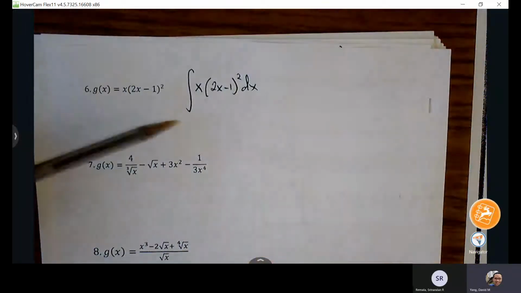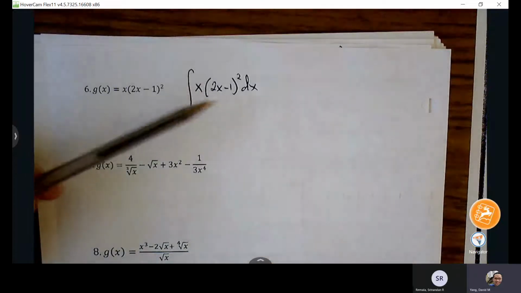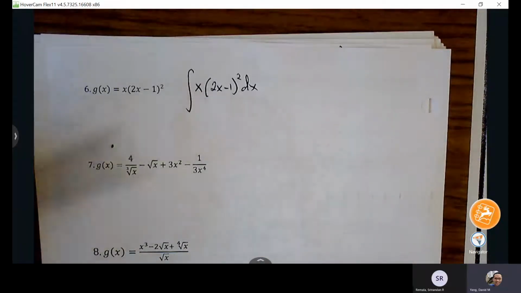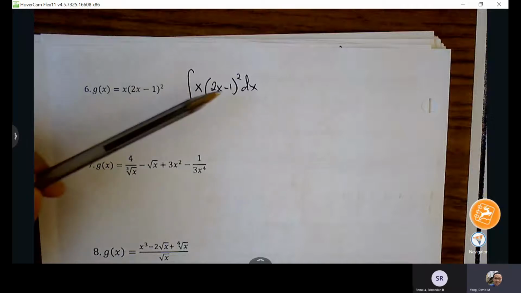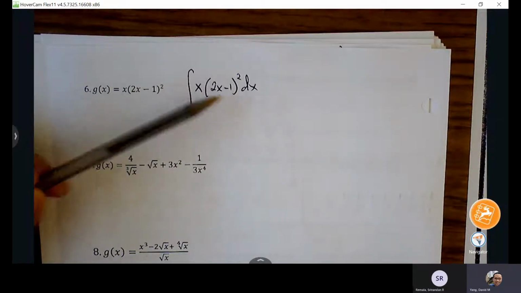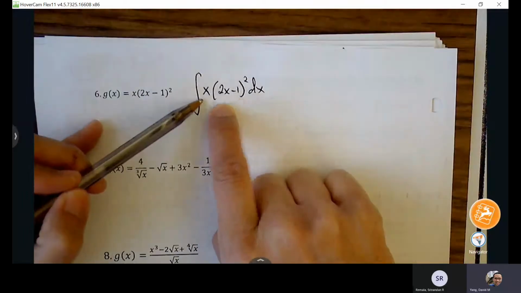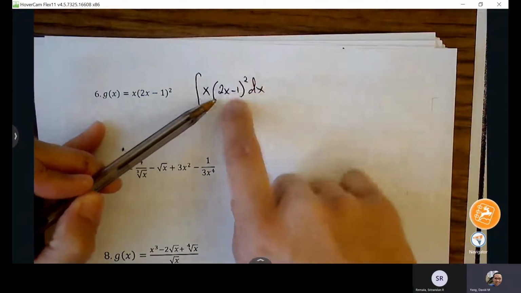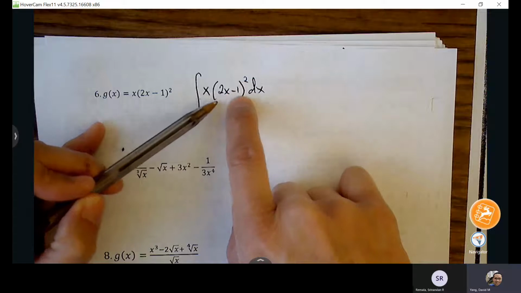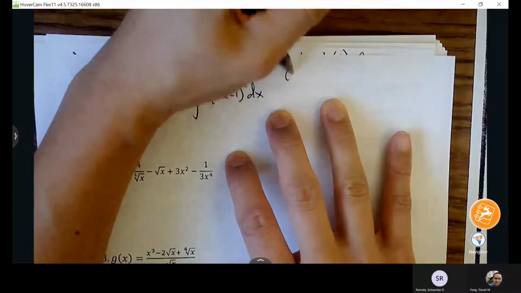All right, so we learned that we have to clean up a lot of our terms before we can apply the power rule. So make sure that we expand this correctly. We're not distributing the 2 through, we're not distributing the exponent through, we're FOILing this out.